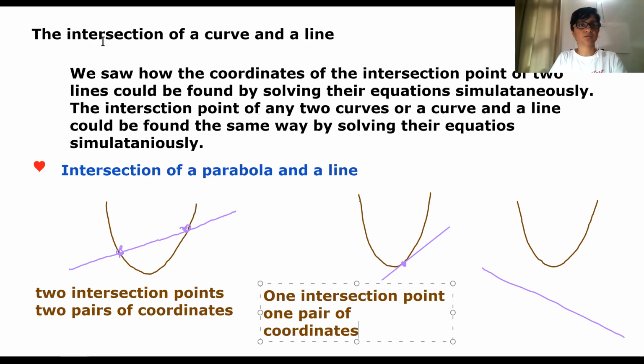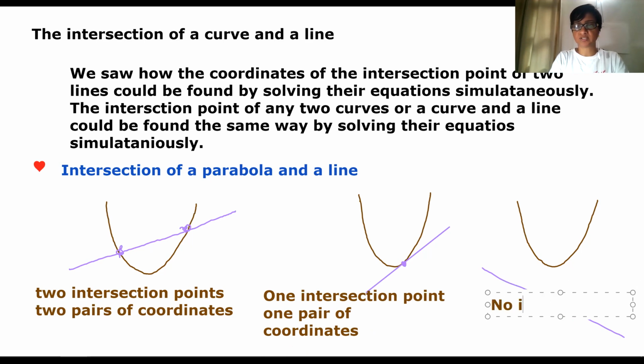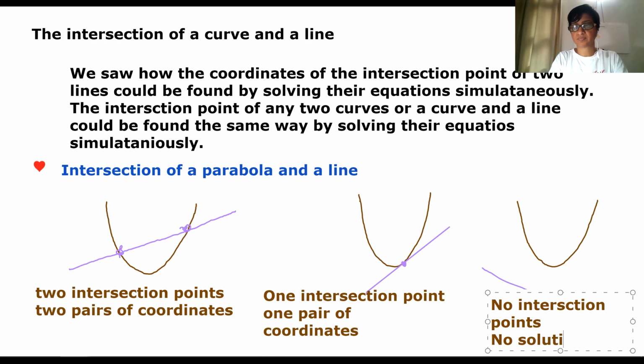Or, I will have to write over this. No intersection points. No solutions. It's actually no real solutions. No pair of coordinates, no real solutions you would get when you solve, right?